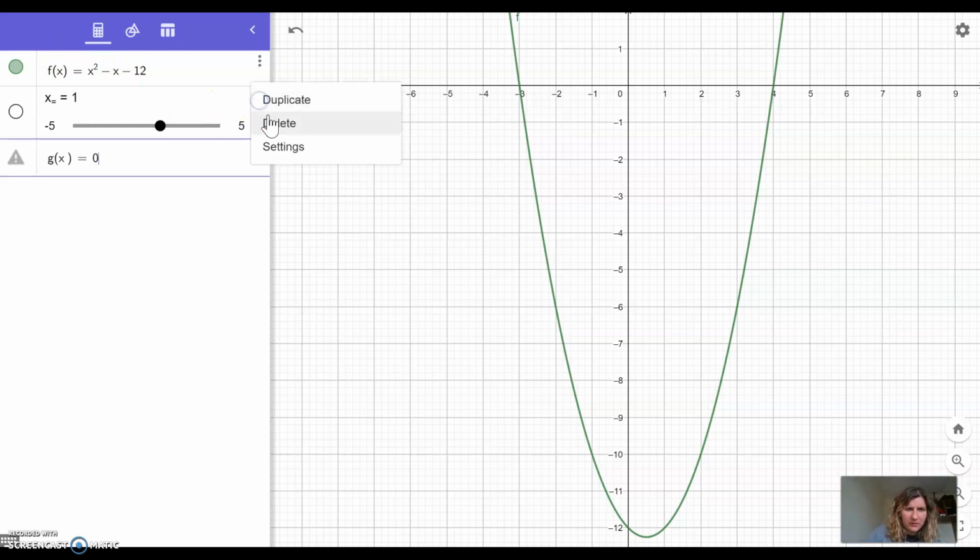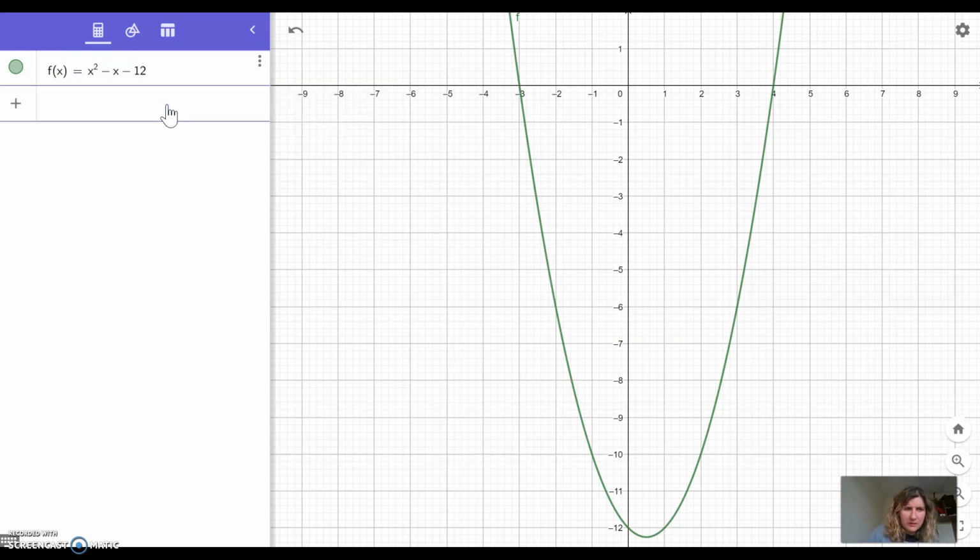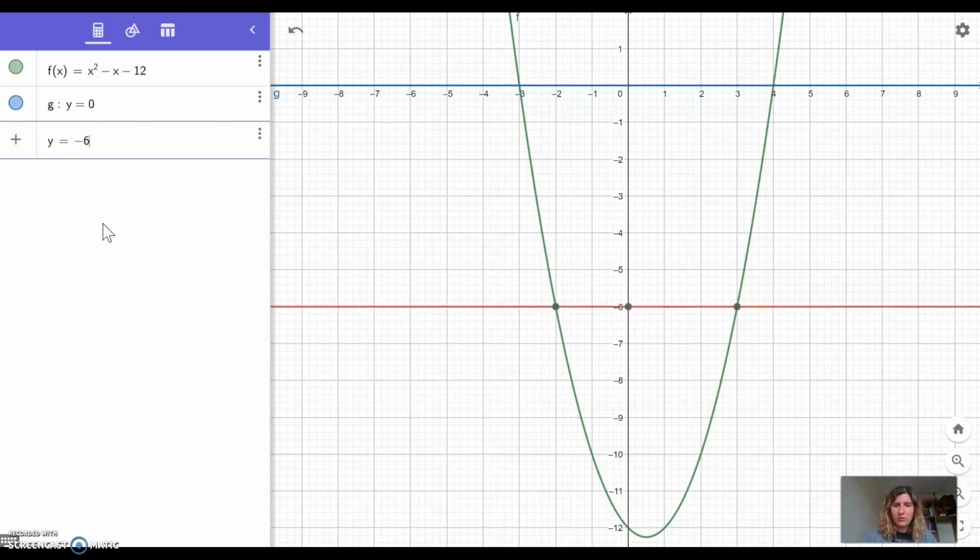Now, hang on, that's not working for some reason. Okay, so there we go. I just type in y equals 0. So we're finding where that line y equals 0 crosses over with our quadratic graph x squared minus x minus 12. Likewise, if we were going to find where it intersects with, say, -6, if we put in the horizontal line y equals -6, you can see that it intersects at x equals -2 and x equals +3. Okay, so there are our two solutions in that case.